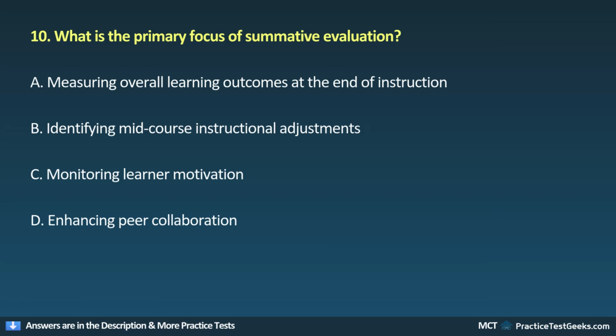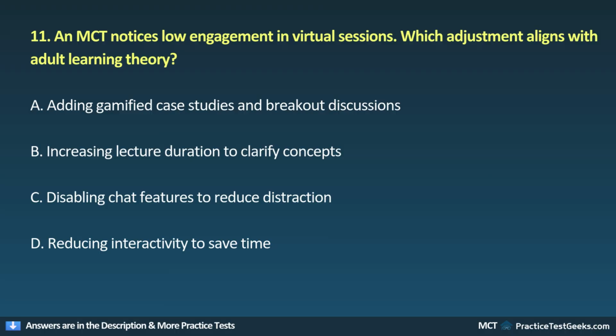10. What is the primary focus of summative evaluation? A. Measuring overall learning outcomes at the end of instruction. B. Identifying mid-course instructional adjustments. C. Monitoring learner motivation. D. Enhancing peer collaboration.